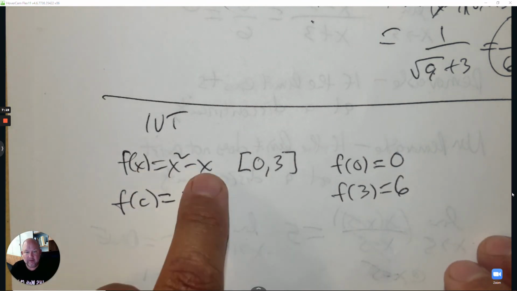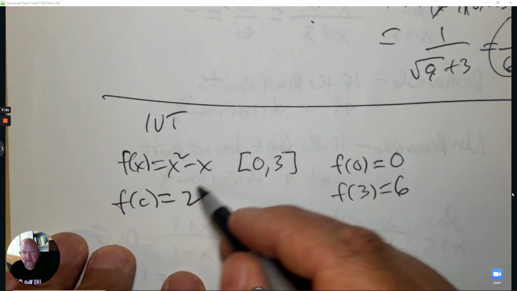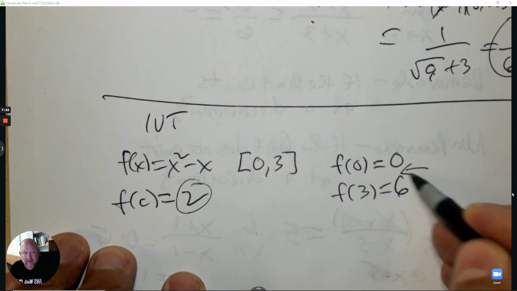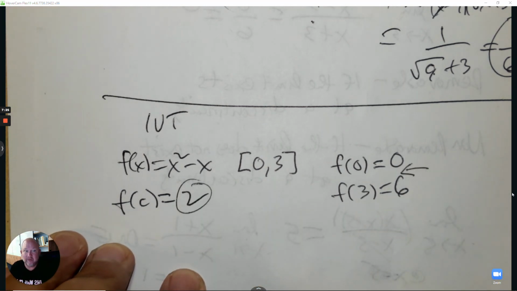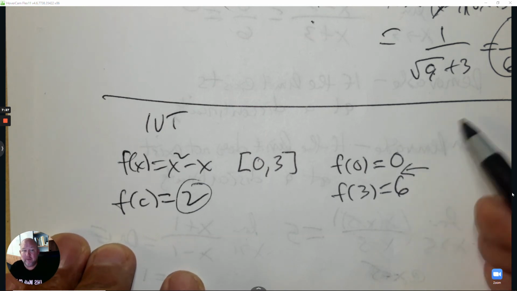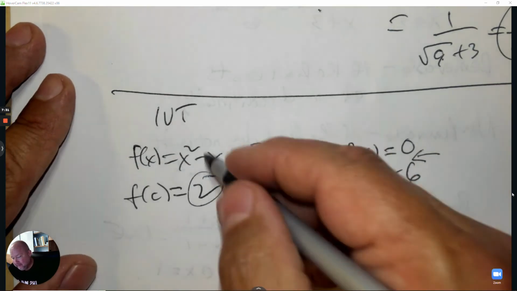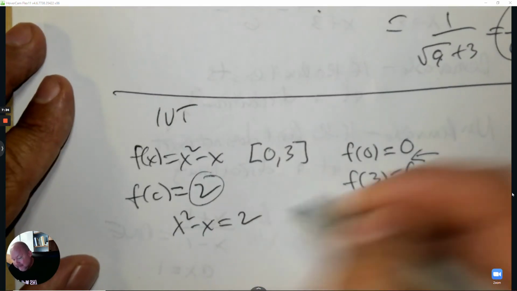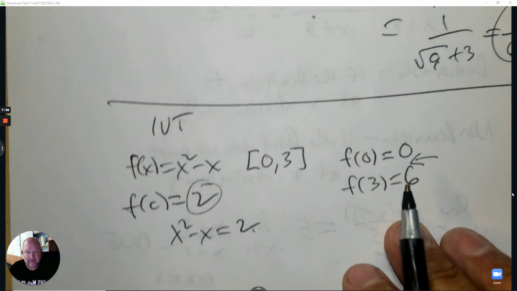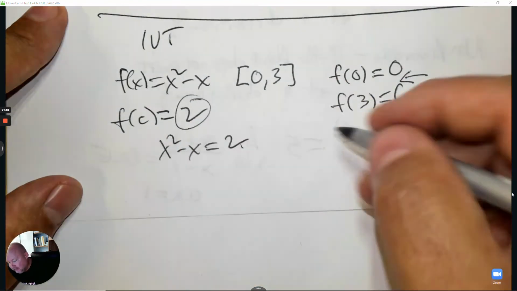So 3 squared take away 3. Does this y value, is it in the middle? Is it intermediate there between the two values? And it does. So because it's in between 0 and 6, there is a c value that exists. Now how do I find that c value? I take the function, make it equal to the y value I was given, and then I solve it. So in this case, I'm going to make it equal to 0.